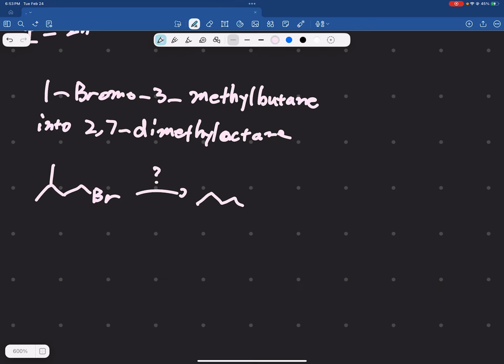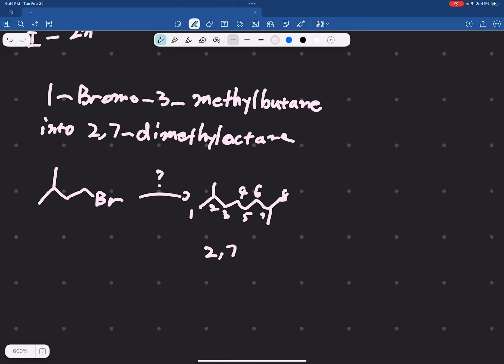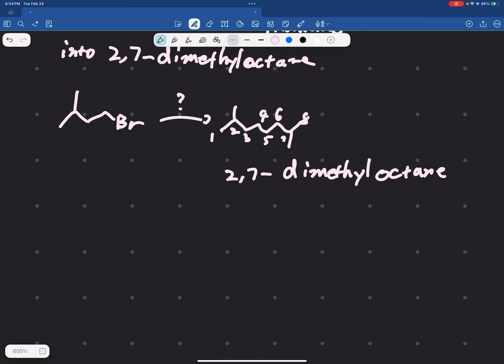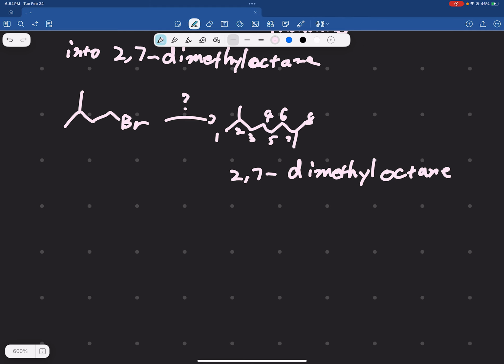Into 2,7-dimethyl. Sorry, I was just counting the carbons there. Octane. How would you convert this into that?